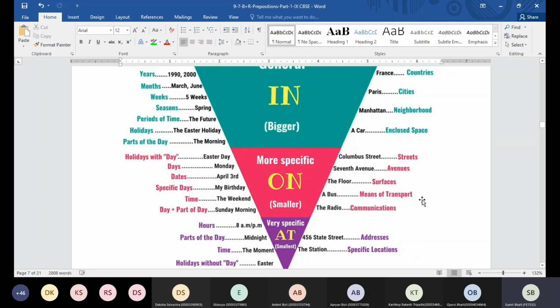Now "at" is for very specific areas, or the smallest area, like 56 State Street. If I say State Street only, I can use "on State Street". His house is on State Street. But if I say 456 State Street, I'm already referring to a particular address, so I use the word "at" here. At the station, at the airport, at specific places only, so we use the word "at" there.